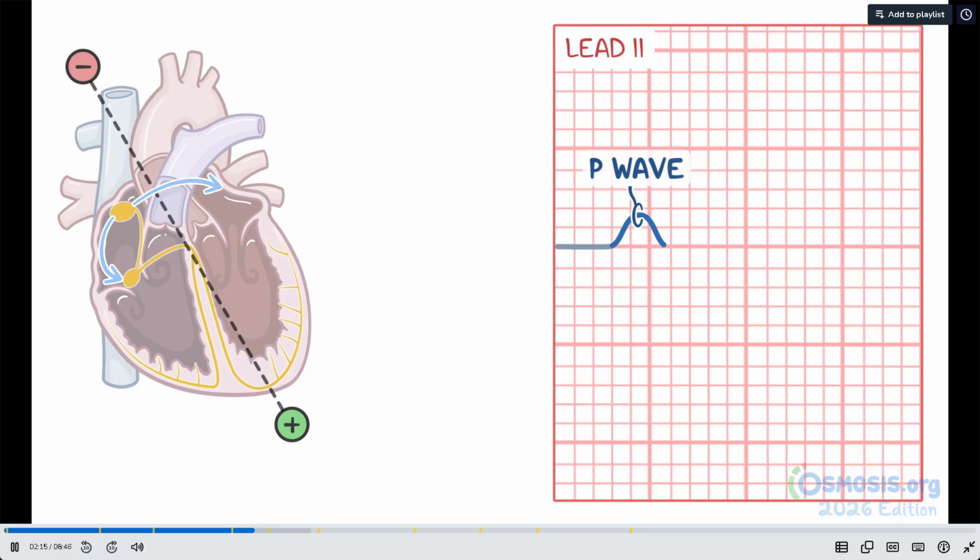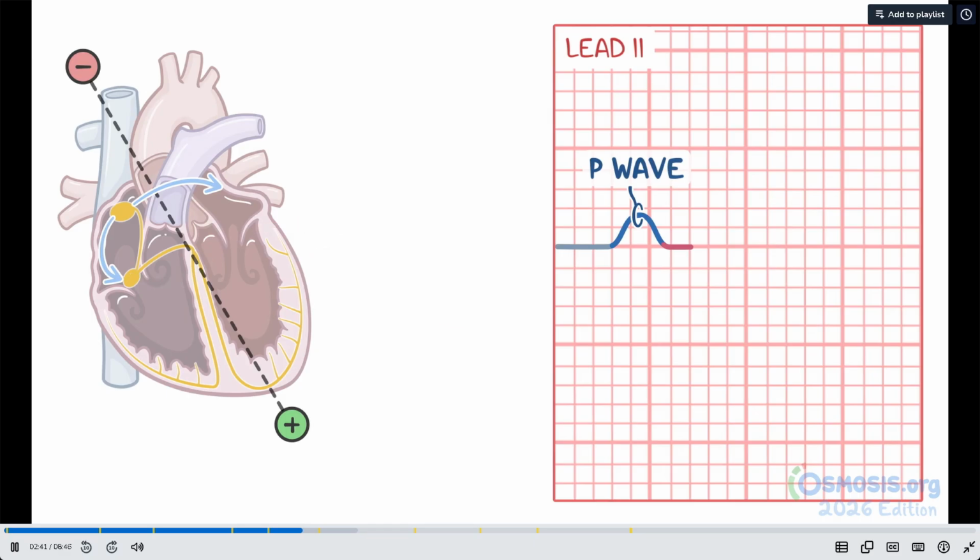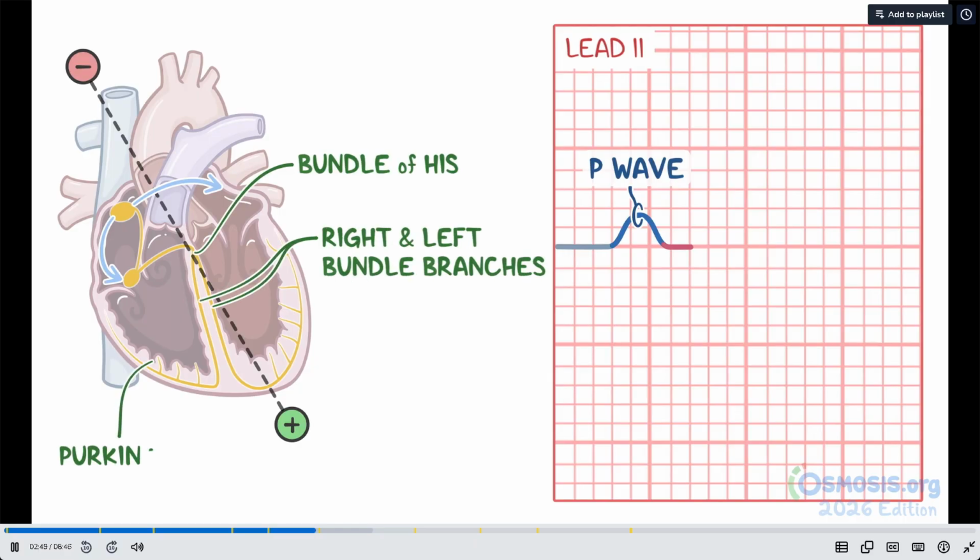Once the atria depolarize, the signal reaches the atrioventricular or AV node, which is located between the atria and ventricles. The AV node briefly slows the signal down, giving the atria just enough time to fully contract and push blood into the ventricles. Since there's no active depolarization, this pause appears as a flat line right after the P wave. After this brief delay, the signal picks up speed and rushes through the bundle of His, further down the right and left bundle branches, eventually reaching Purkinje fibers and depolarizing the ventricles.